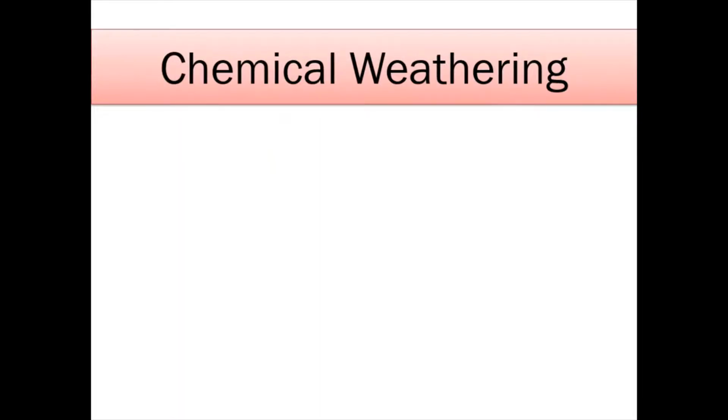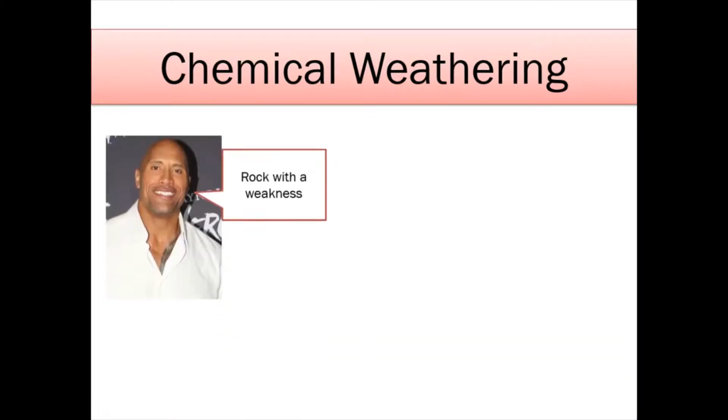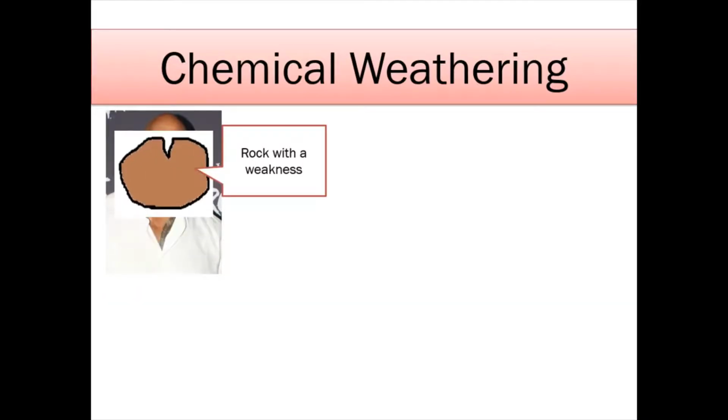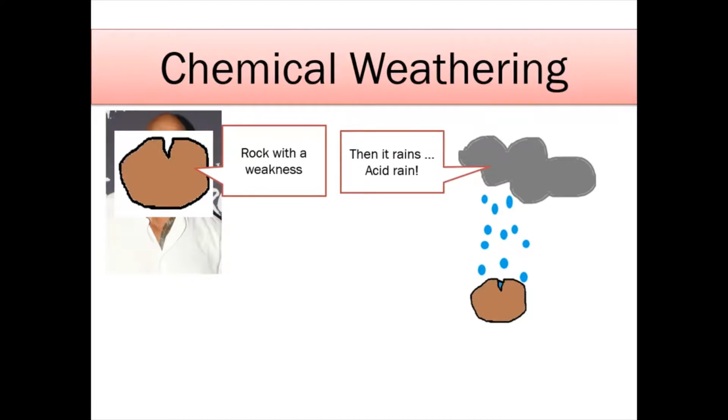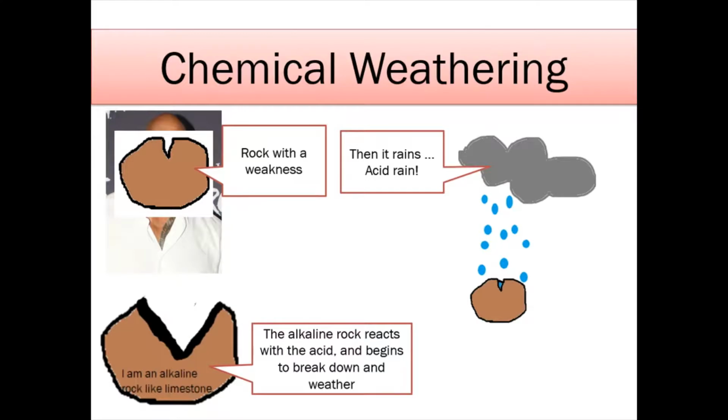So moving on, chemical weathering is a little bit more complicated. First of all, we start off with a rock with a weakness. So this rock has got its weakness, and then it might start to rain. When there is carbon dioxide in the air, it combines with the water in our clouds and makes acidic rain. So when it rains, and the rock would have to be an alkaline rock, like a limestone in this case, the acidic rain will react with the alkaline rock, and this will break down the rock and it will begin to weather. Again, the rock is not moving, so it is just weathering. It's only weakening the rock in its natural environment.